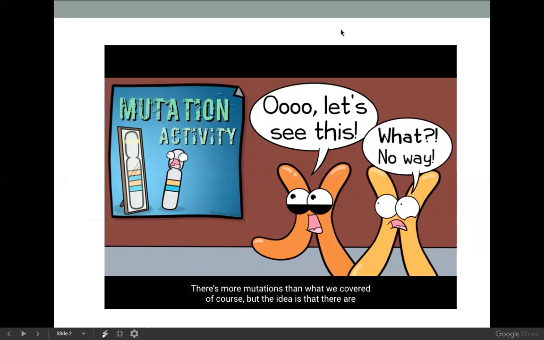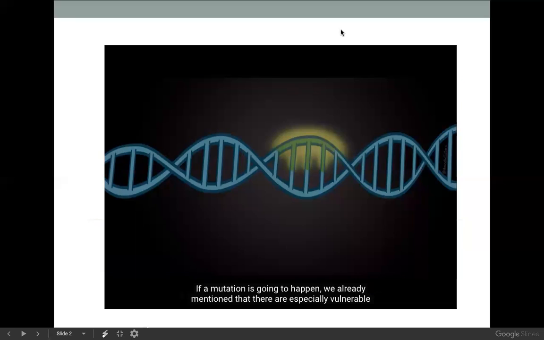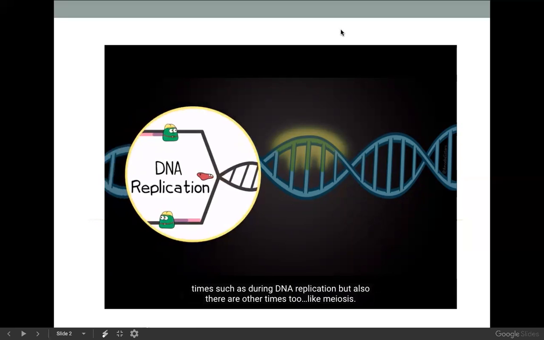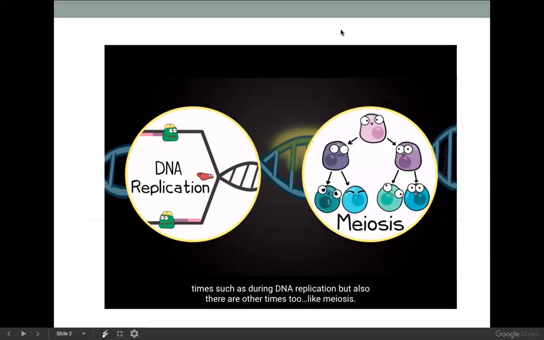There's more mutations than what we covered, of course, but the idea is that there are many different kinds of changes that can happen. If a mutation is going to happen, we already mentioned that there are especially vulnerable times, such as during DNA replication. But also, there are other times too, like during meiosis.